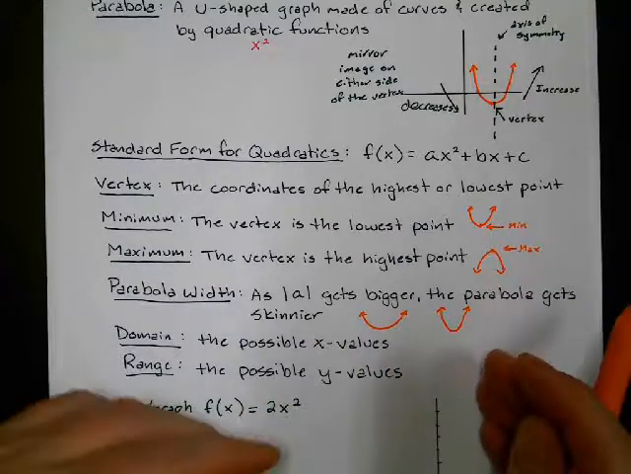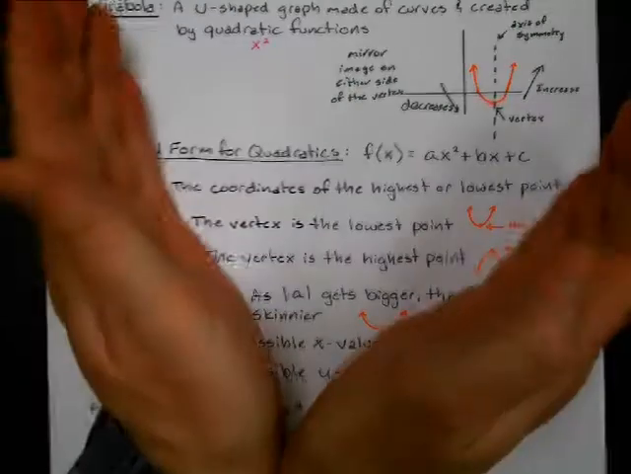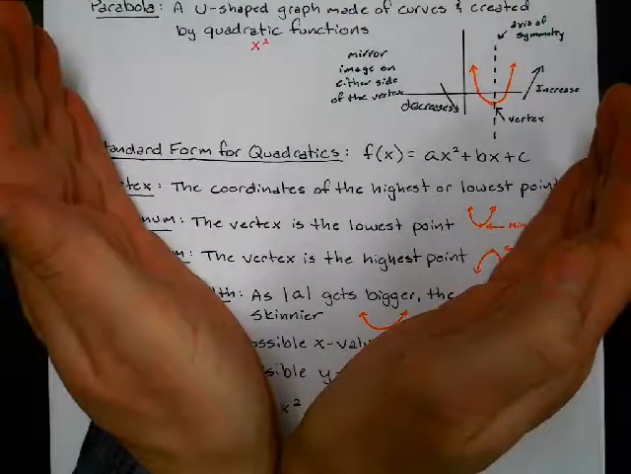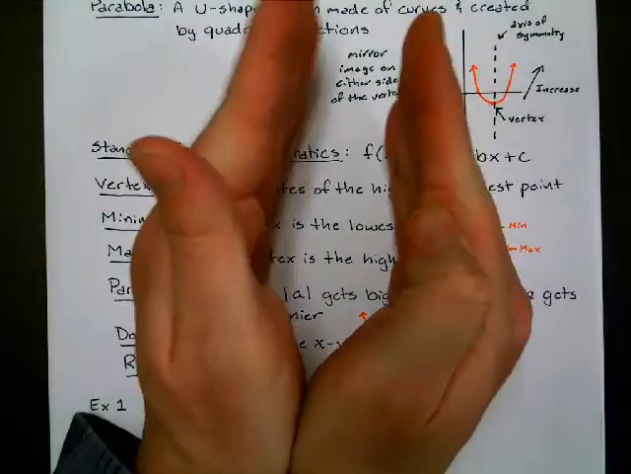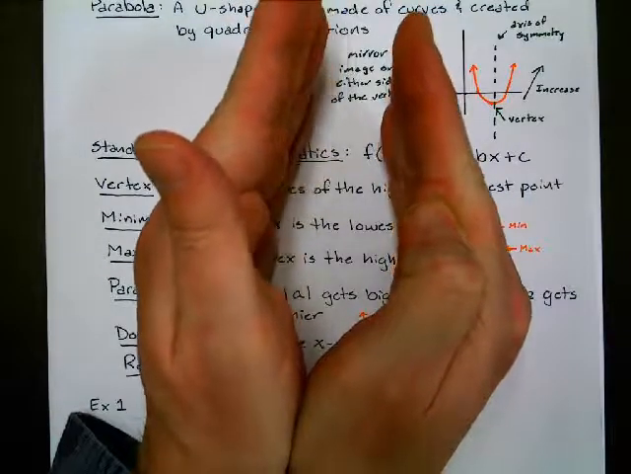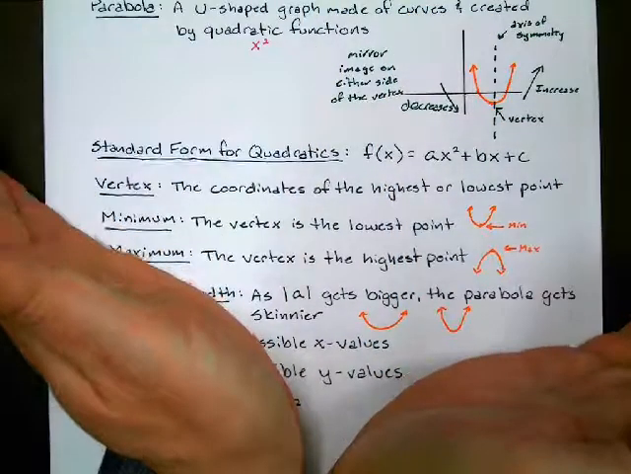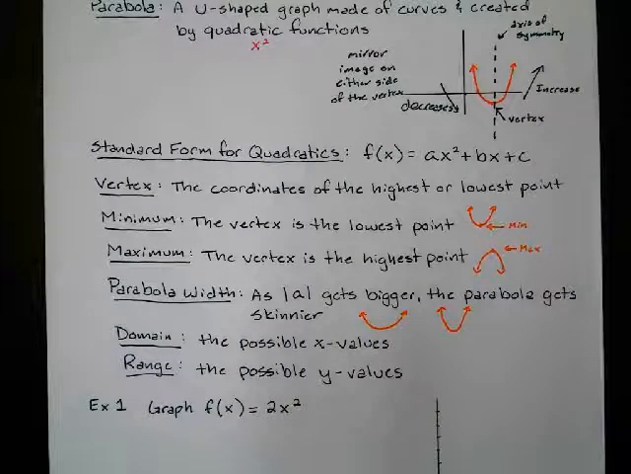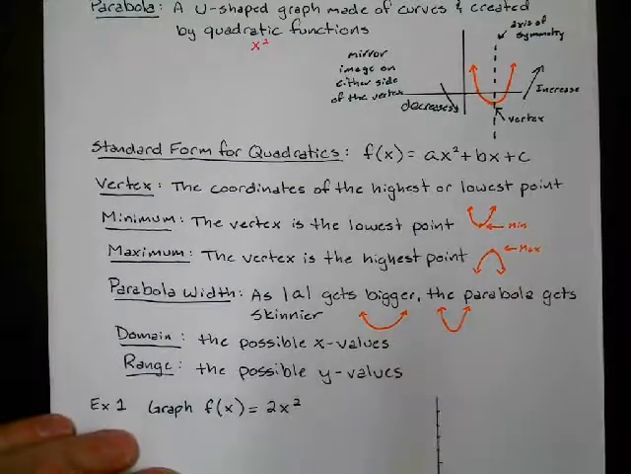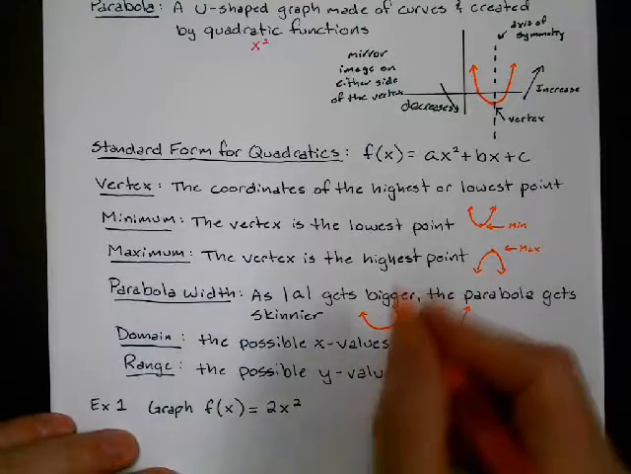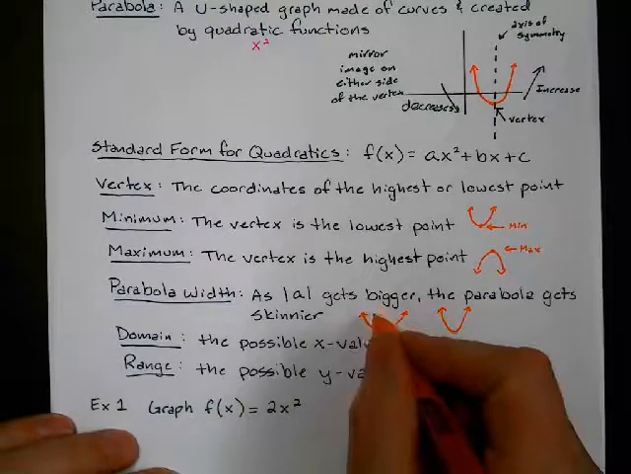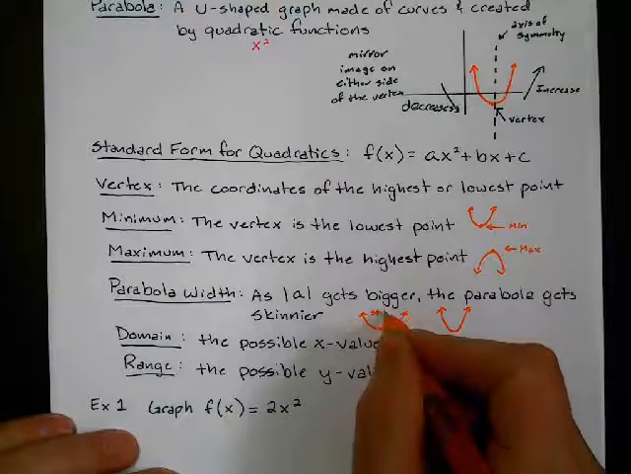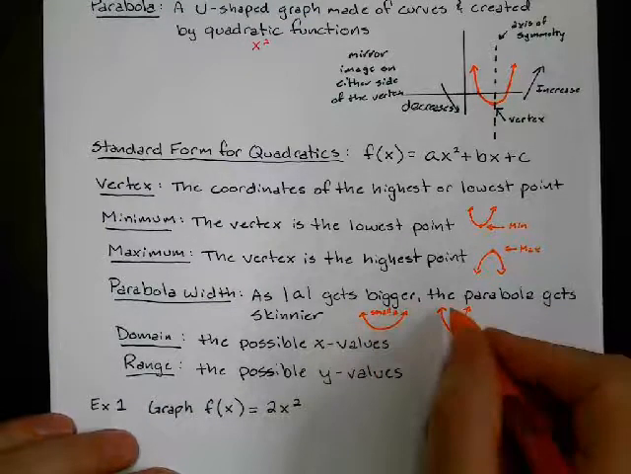So the bigger your a value, like if you've got a parabola looking like this, and you've got a big a value, it's going to make it skinny like this. If you've got a small a value, it's going to be a really wide parabola like that. So the smaller the number, the wider it gets, the bigger the number, the closer together it gets, and the skinnier it gets. So this would be a small a value. And this would be a big a value.